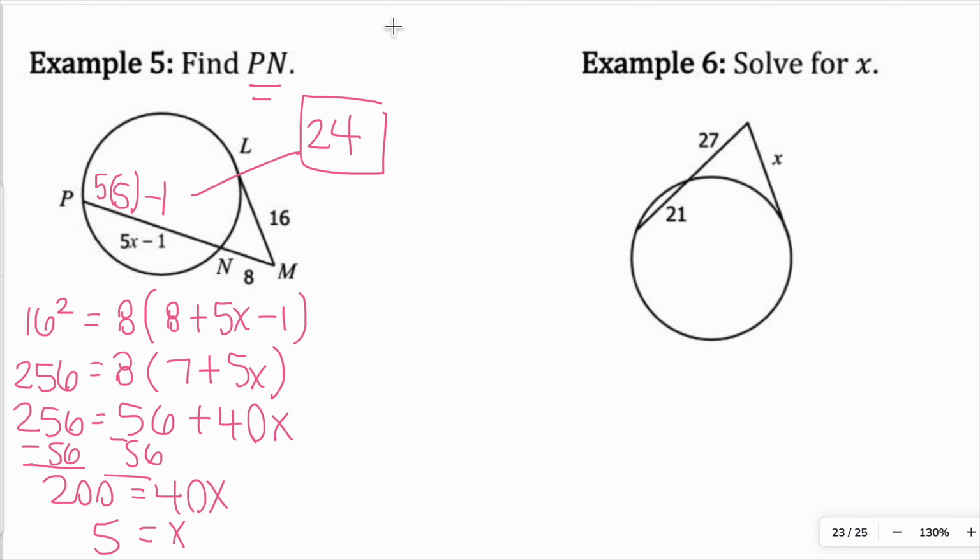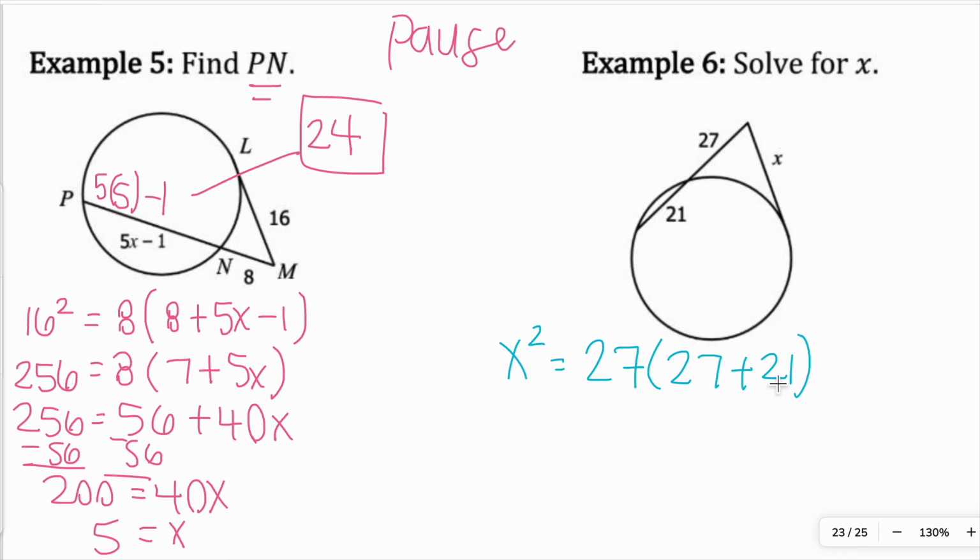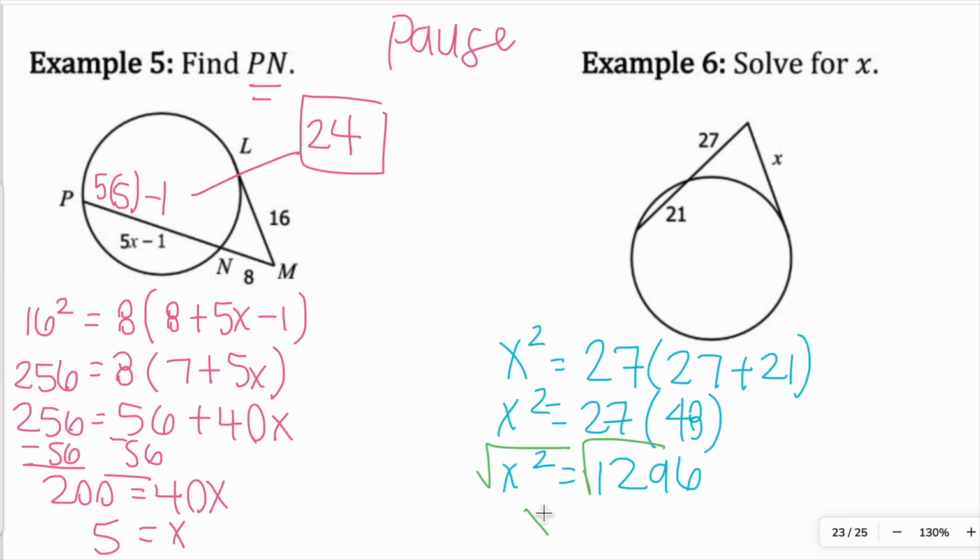Solving for x in number 6, if you want to pause this one and try it on your own, that'd be great. When you're ready, click play. All right, for this one, we're going to take x squared is equal to 27, part, times the whole, 27 plus 21. 27 plus 21 is 48, so I'm just doing 27 times 48, which is 1,296. And then to solve for x, we're going to just take the square root of both of these. So x is equal to 36.